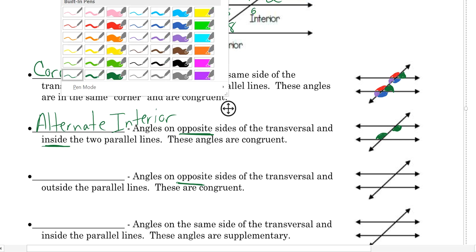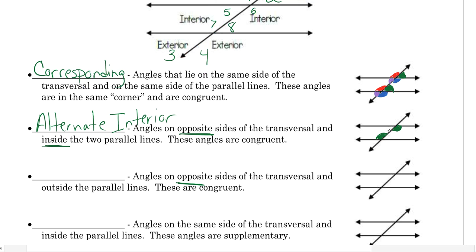And then we can see that there is the other set of interior angles. I have this angle right here, and if I were to rotate that to the other side of the transversal, it would map right there.